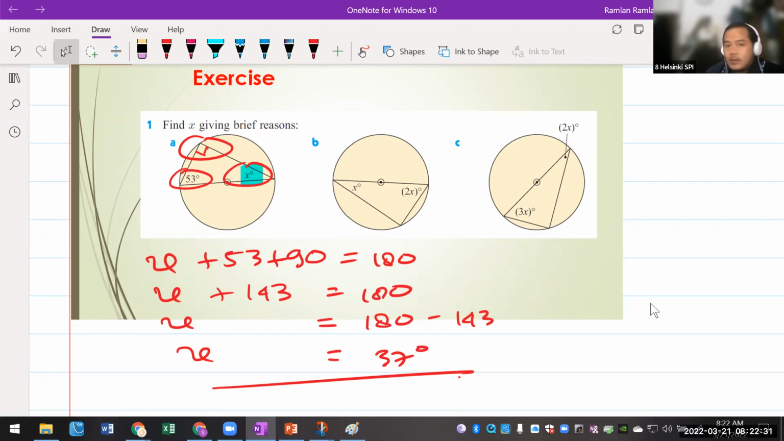Okay, it's as simple as that, guys. I would like you to try it for B and C. Try it by yourself, and then please write your answer in the chat box, and we will discuss that. I'm going to give you about 5 minutes maximum for B.